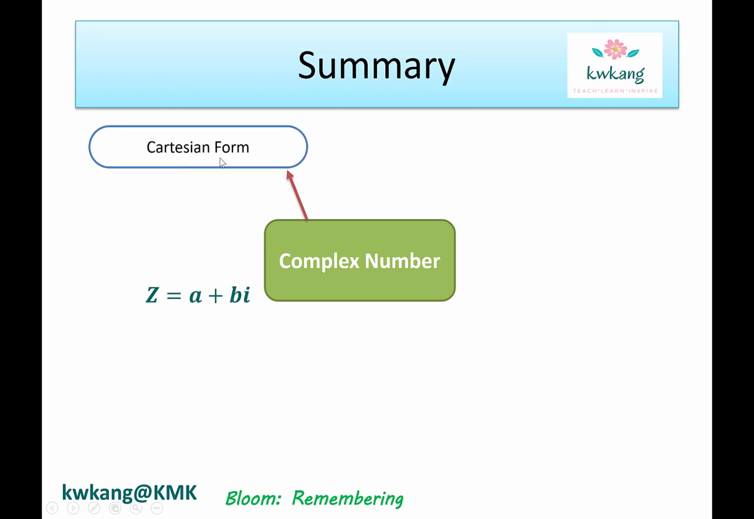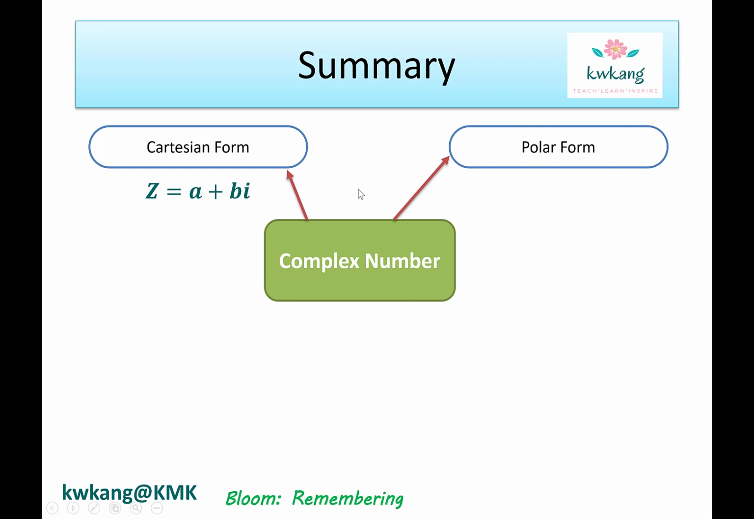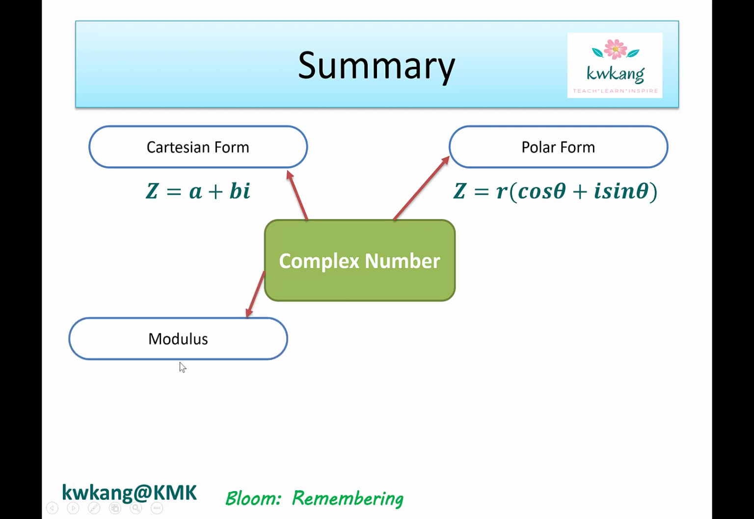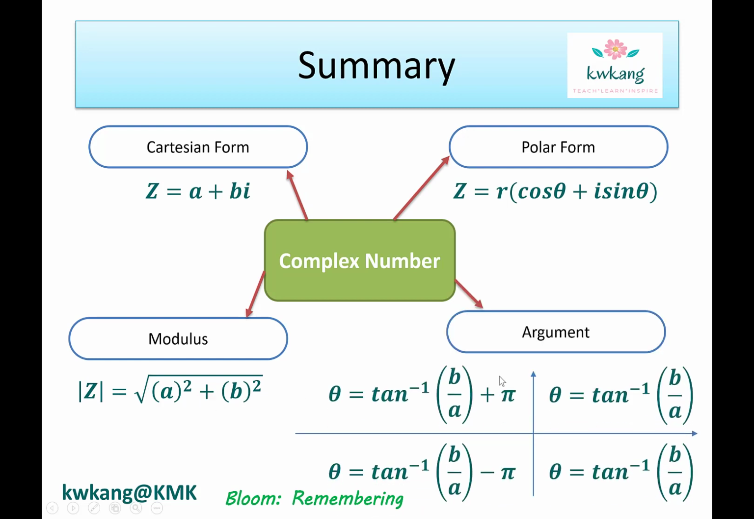Summary of a complex number. Cartesian form, z equals a plus bi. Polar form, z equals r times (cos theta plus i sin theta). For the modulus, we have the formula square root of a squared plus b squared, and the argument of a complex number, theta, depends on which quadrant theta is in.